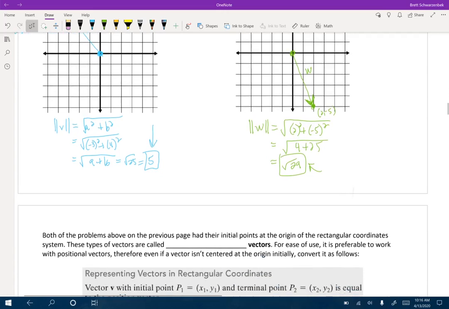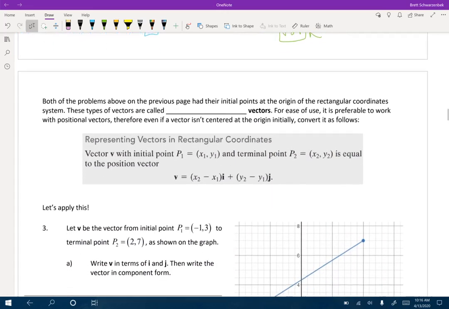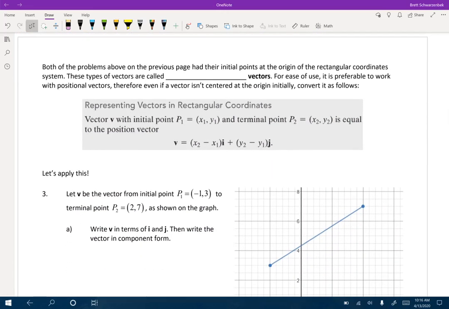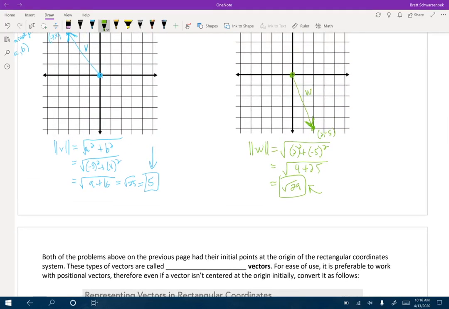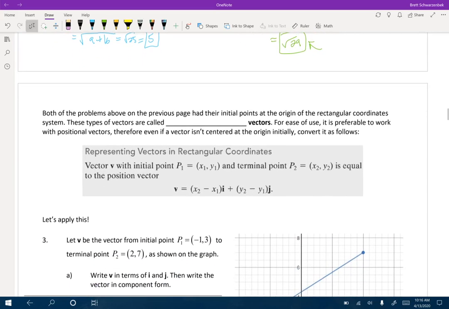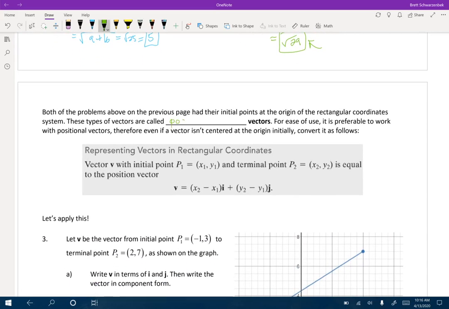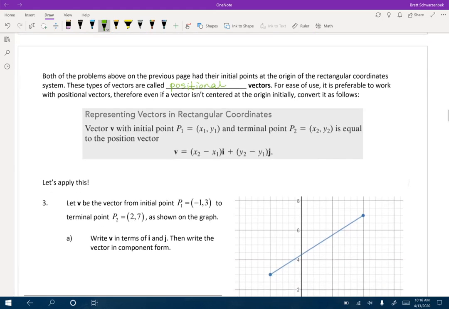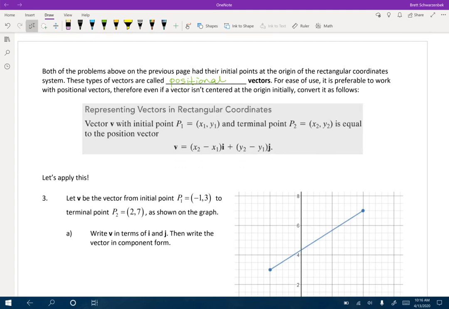Alrighty, so moving on. It says, both the problems above on the previous page had their initial points at the origin. Okay, well, obviously they did, right? The origin. Specifically, these types of vectors are called positional vectors. Yay. Okay, so it says, for ease of use, it is preferable to always work with positional vectors.